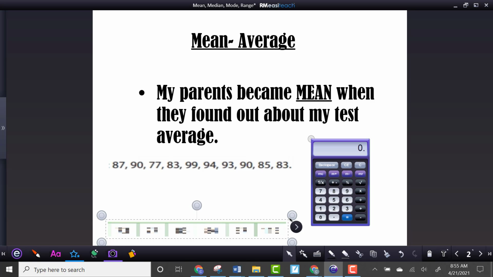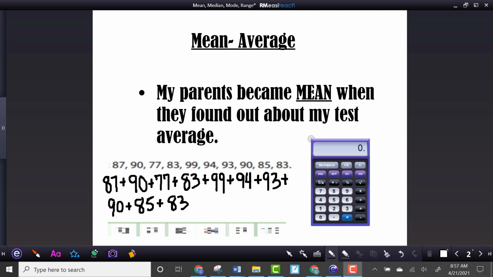So what we're going to do now is look at how you find the mean. Basically, the idea with the mean is you want to add all the numbers together. That's the first step. You do not have to put these numbers in order at all, so you can just add them all together. You can do that on a calculator, and that's going to give you 881. So that's the first step, add all the numbers together.